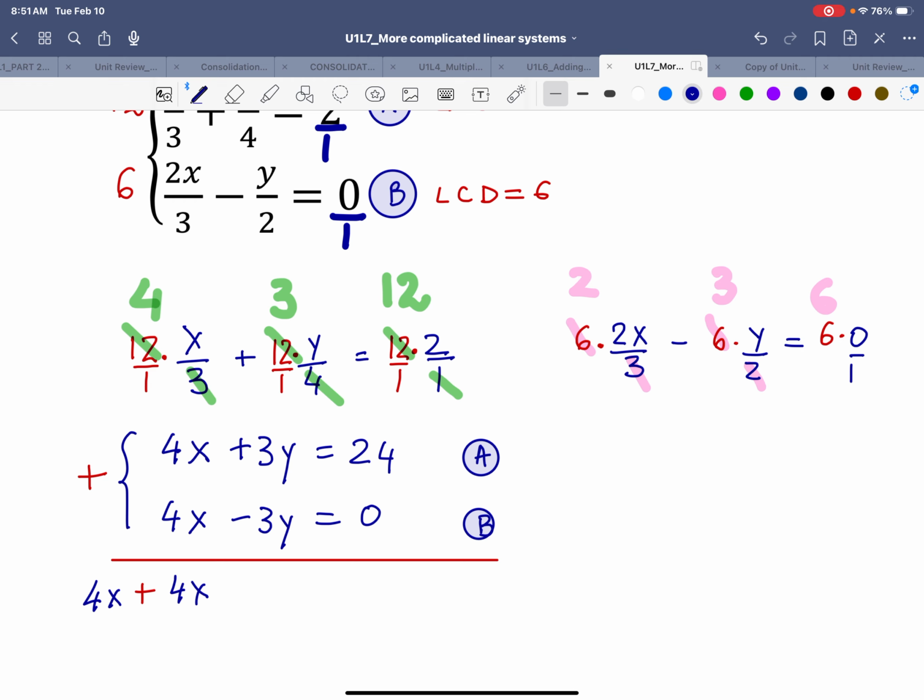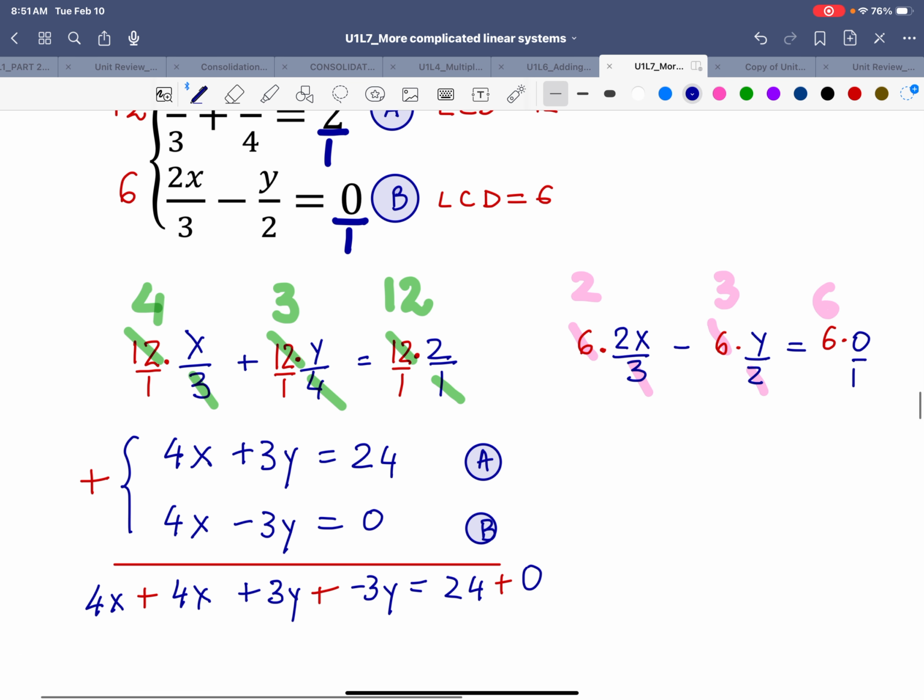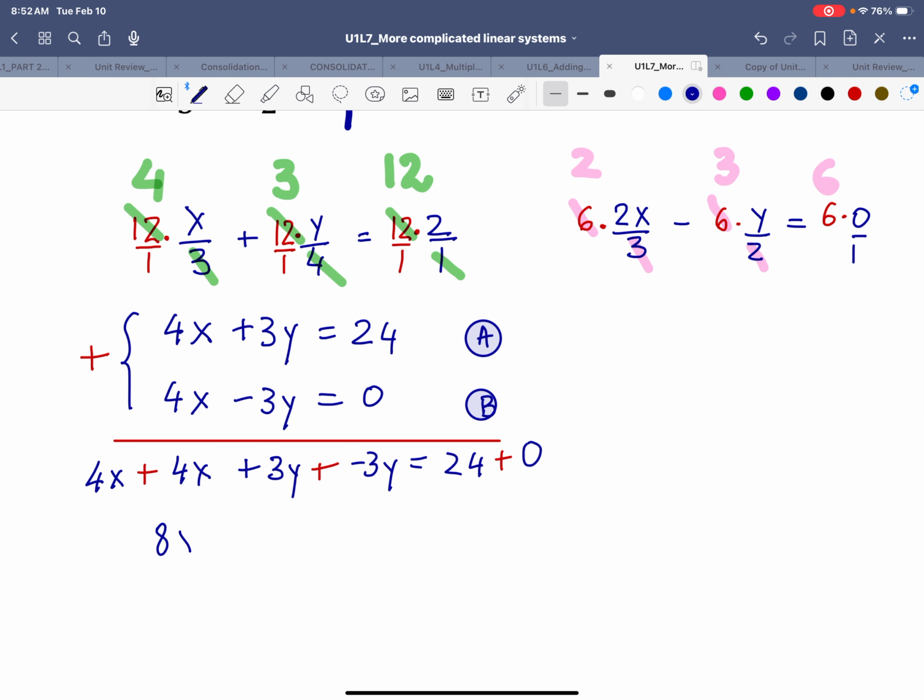And then plus 3y plus negative 3y equals 24, and then plus 0. And you see that we have 8x. The 3y's will simplify and equals 24. So that will make x equal to 24 divided by 8, or 3.